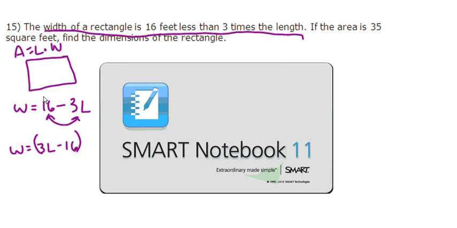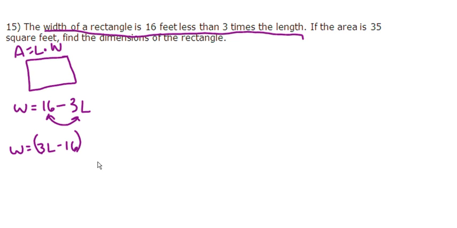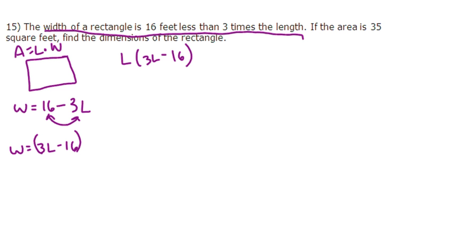So what I would do is basically do the length times the width, but I'm replacing the width with 3L minus 16. So then from there, since I know that the area is 35, I'm going to set that equal to 35.